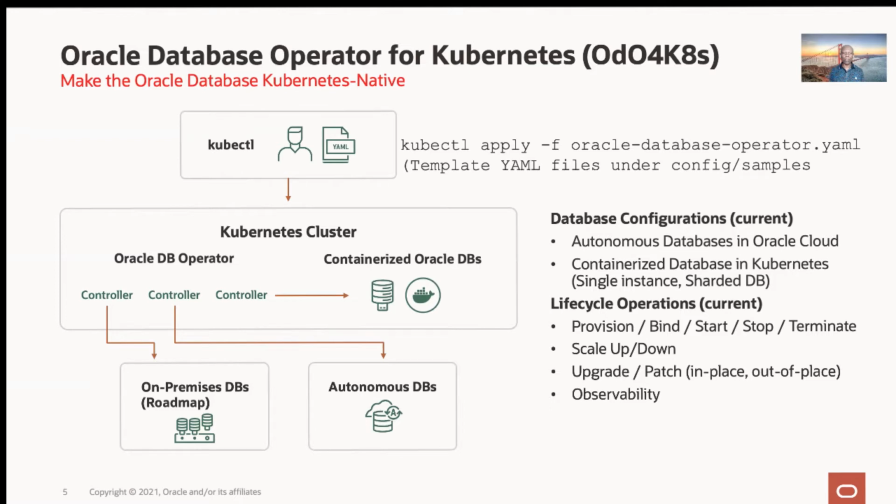We have the operator deployed in a Kubernetes cluster, and we have a set of controllers: a controller for managing the lifecycle of containerized databases, which I'll talk about later, and a controller for managing the lifecycle of autonomous database, which I'll also talk about. As part of our roadmap, not in this first release, there will be a controller for managing the lifecycle of on-premises databases. You can see some of the operations here, but I will come back to those.